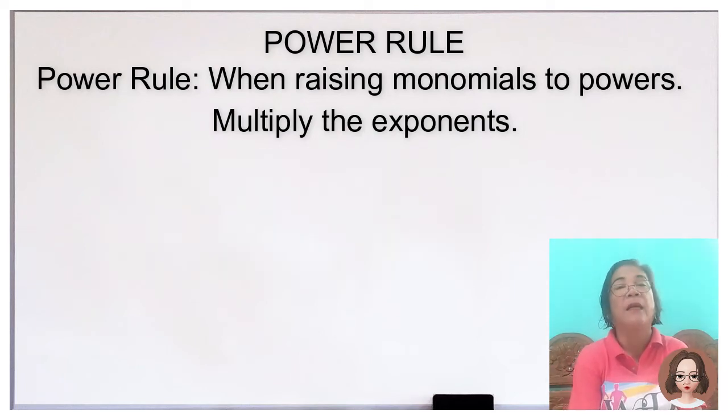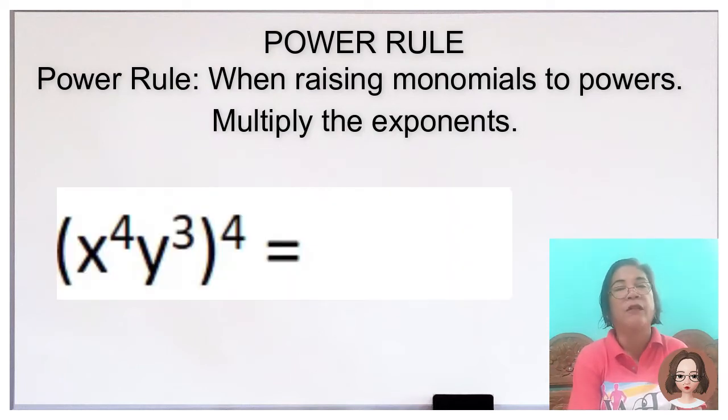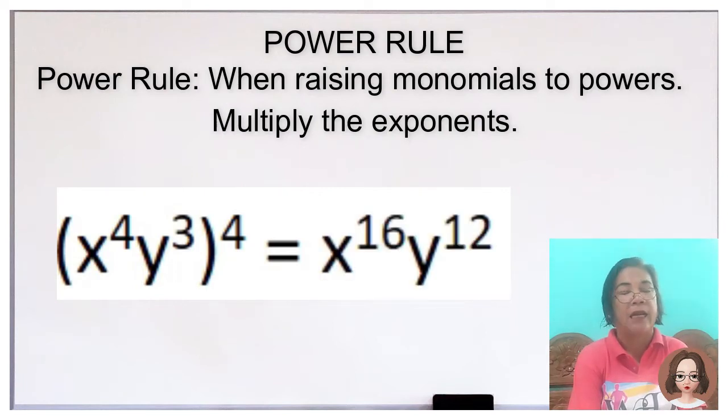Another example, that is x to the fourth, y to the third, open and close, raised to the fourth. So the answer would be x raised to the 16. That is, 4 times 4 is 16. And then y raised to the 12. How? That is 3 times 4. We now have an answer of 12. So the final answer would be x to the 16, y to the 12.